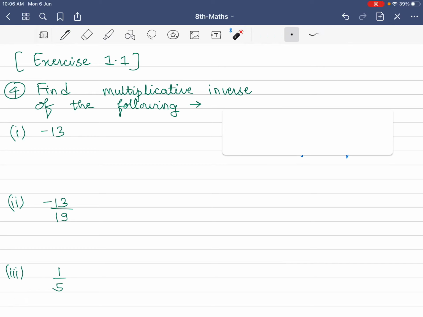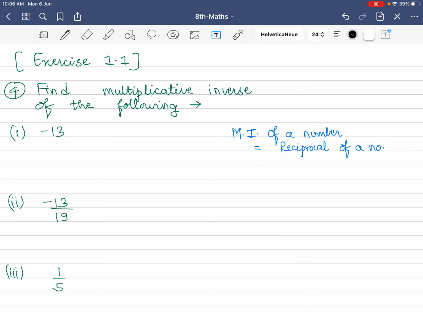In this video, we are going to find the multiplicative inverse of the following. So we are given a set of numbers and we have to find their multiplicative inverses. Now, before we start, let's quickly have a look at what the multiplicative inverse of a number is. So here I have noted down: the multiplicative inverse of a number is nothing but the reciprocal of a number.